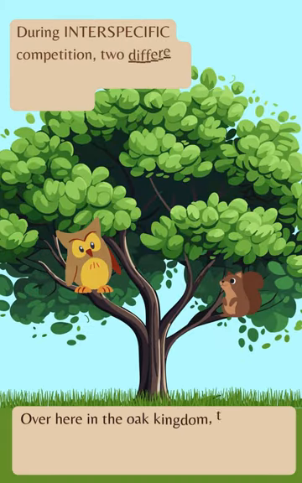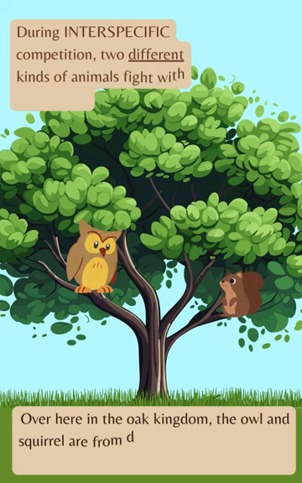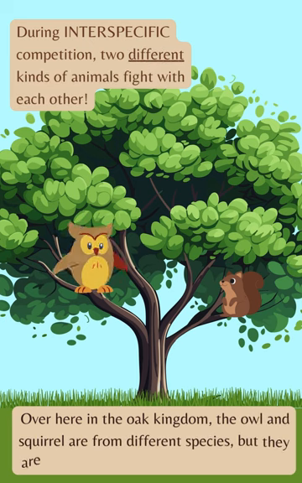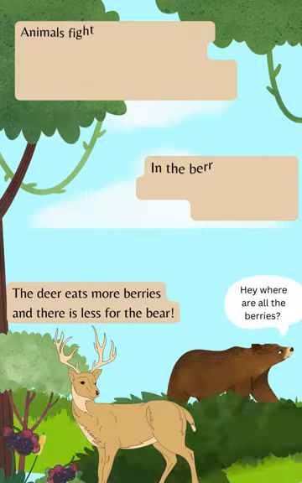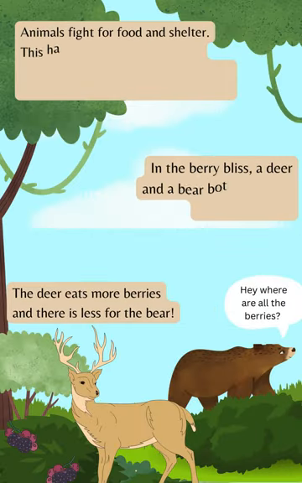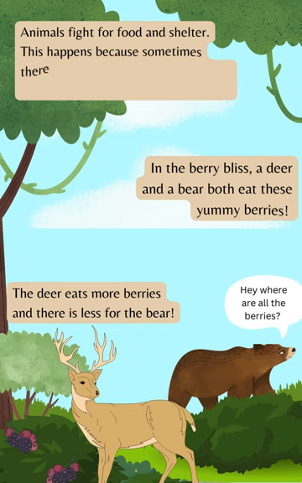During interspecific competition, two different kinds of animals fight with each other. Over here in the Oak Kingdom, the owl and the squirrel are from different species. They are fighting over the same home, this tree. Animals fight for food and shelter. This happens because sometimes there is not enough for everyone.